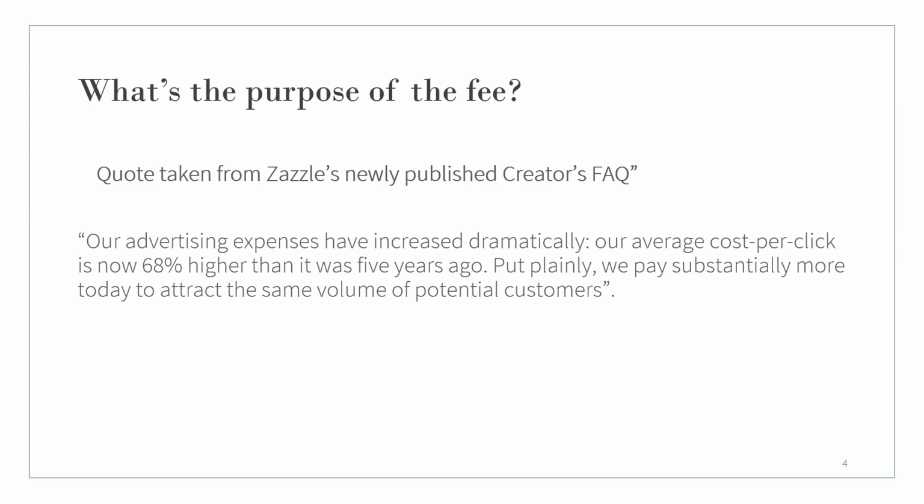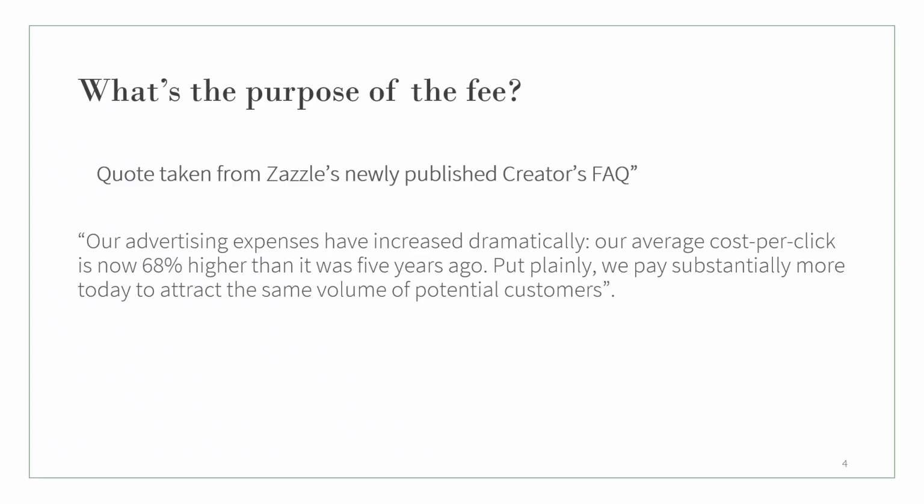Our advertising expenses have increased dramatically. Our average cost per click is now 68% higher than it was 5 years ago. Put plainly, we pay substantially more today to attract the same volume of potential customers.